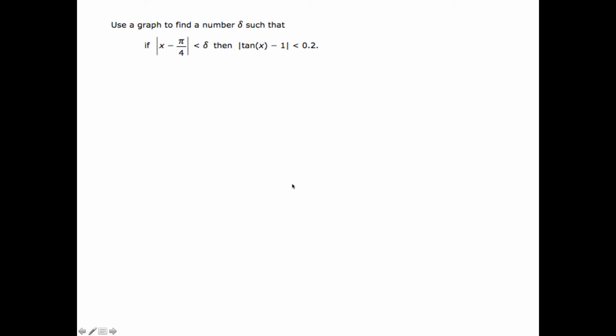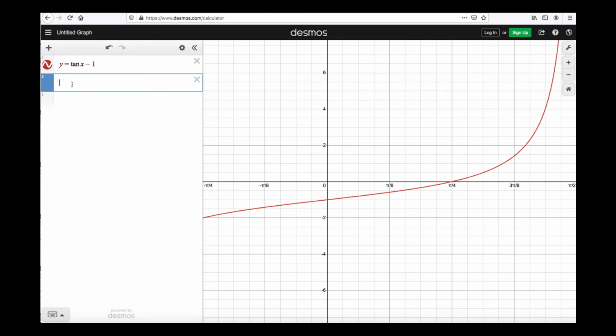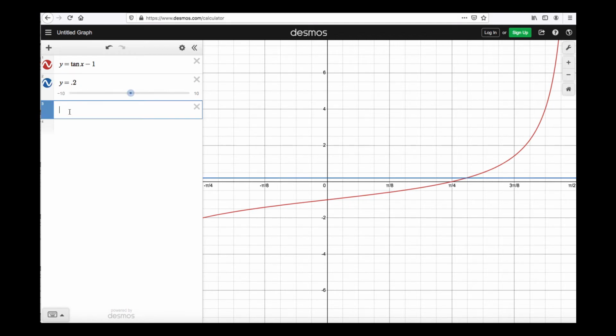In the problem, it says that the difference between the function values of the tangent function and 1 should be less than 0.2. So we could graph y equals 0.2 and y equals negative 0.2.